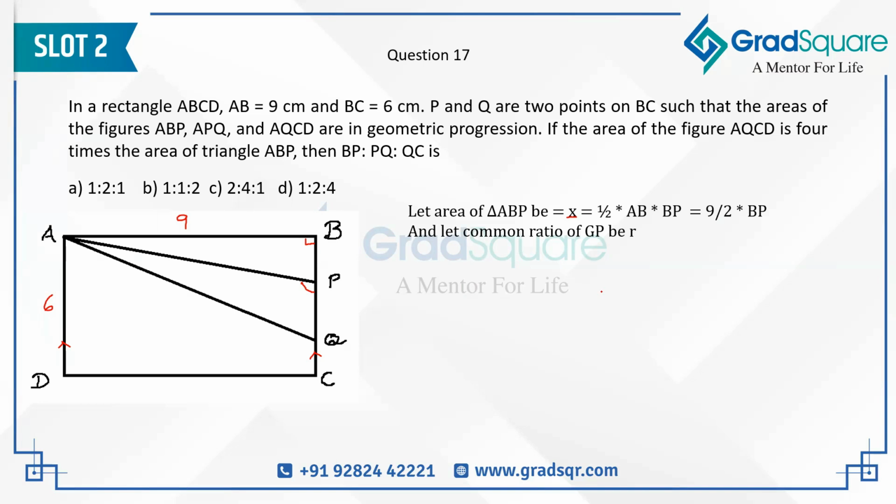Next, let me also assume that the common ratio of the GP, which has been mentioned in the question, is R. So if this is true, then I can write triangle APQ's area as X into R, right? Because if the common ratio is R, then the next term will be R times the previous term, because only then will I get the ratio of the area of triangle APQ by the area of triangle ABP equal to R. So X into R will be the area of triangle APQ, and APQ's area can also be written in the form of half into base into height as half into AB into PQ.